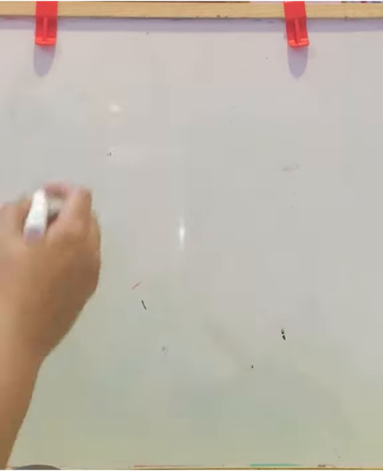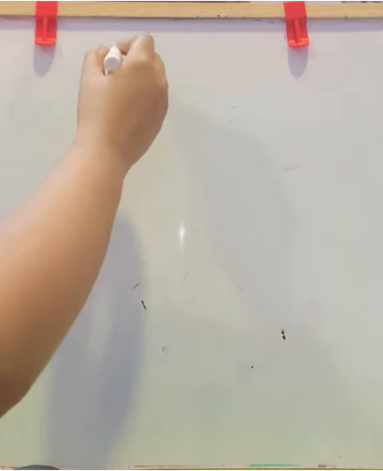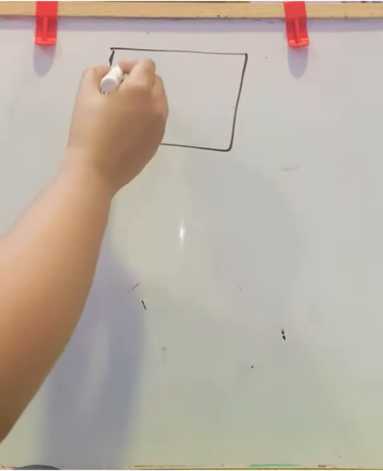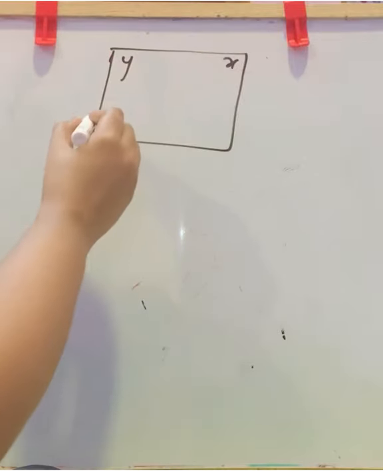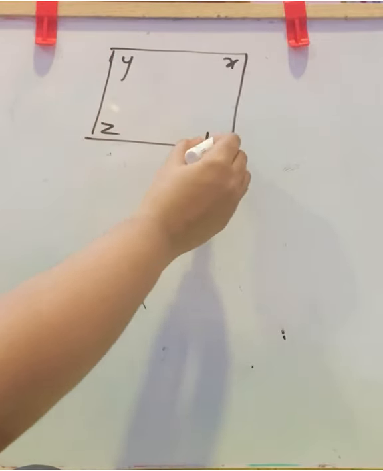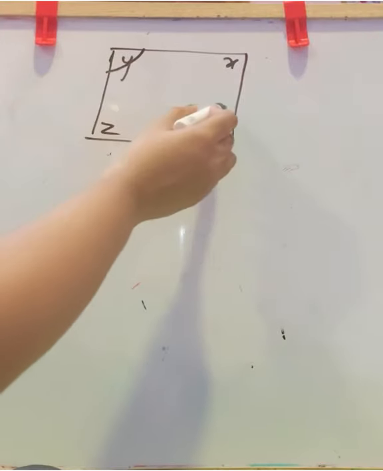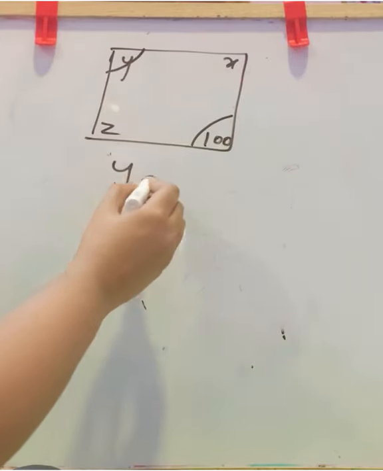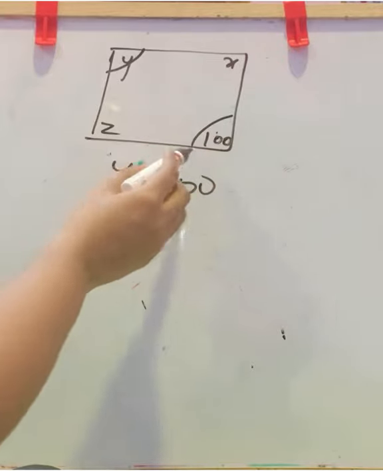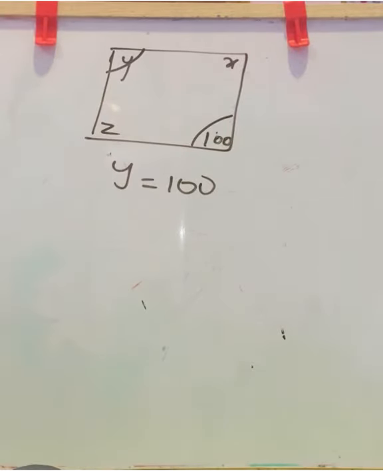Next, consider the following parallelograms. Find the value of the unknowns x, y and z. First parallelogram, one angle is 100 degrees. This is y, x, z. We know this is 100. And in a parallelogram, opposite angles are equal. So y is equal to 100. If this is 100, you can say y is 100.